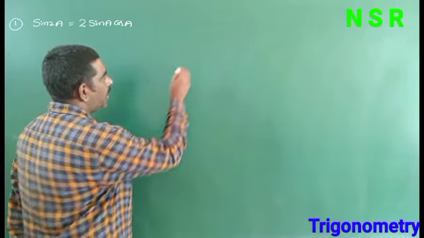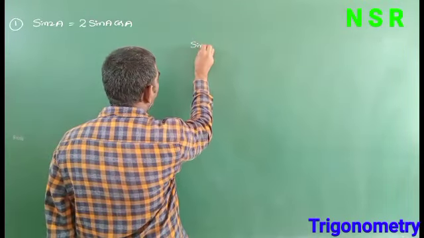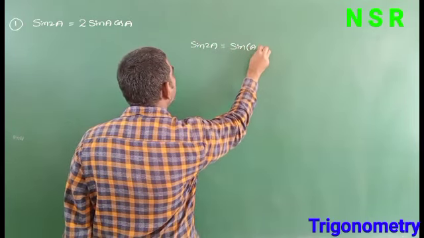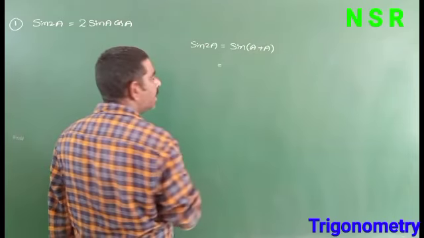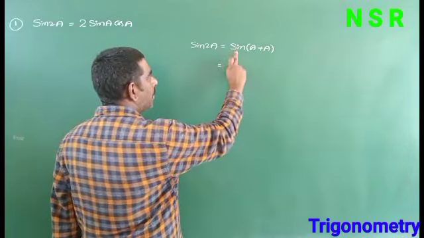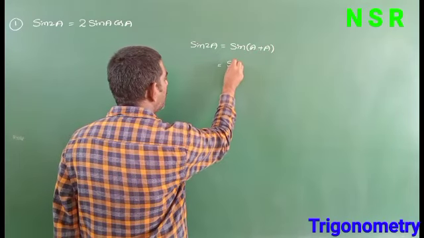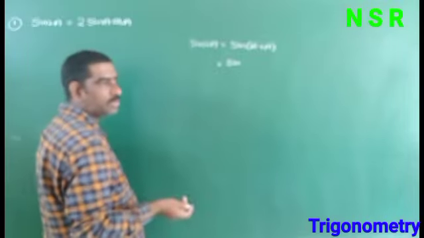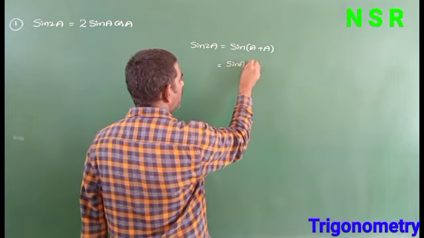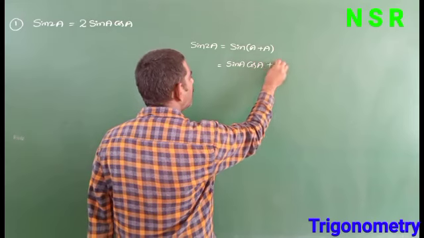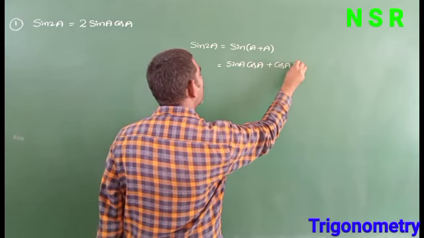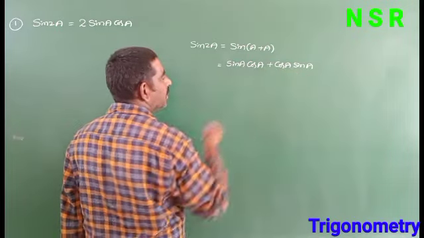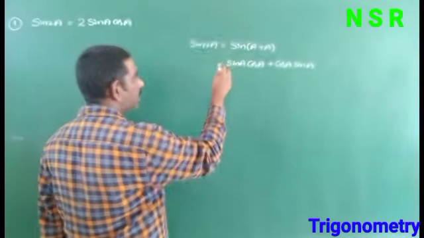So how to get this value? We already know the sin (a plus b) formula. So sin 2a we can write as sin of (a plus a). So a plus a is 2a. Apply here the sin (a plus b) formula. Sin (a plus b) equals sin a cos b plus cos a sin b, but in place of b also write here a. So we get sin a cos a plus cos a sin a. So your formula is sin a cos b plus cos a sin b. In place of b also write here a.